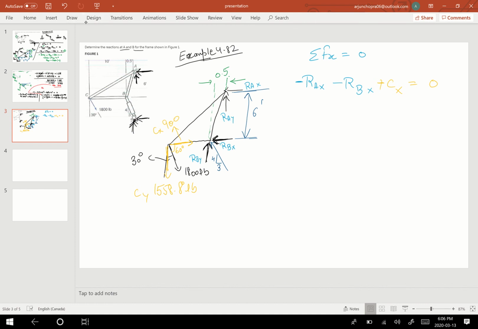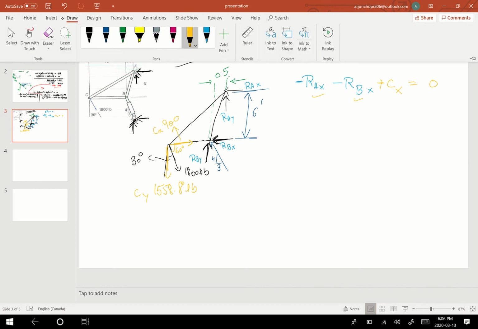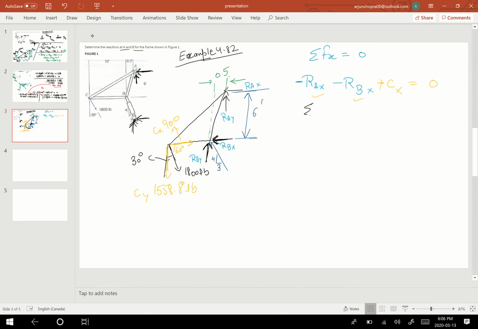Because I can't solve it, there are two unknowns and only one value is known, so I can't solve it. So I'm not going to try and solve this. I'm going to write the equation in the y direction. Sigma Fy equal to 0 again.